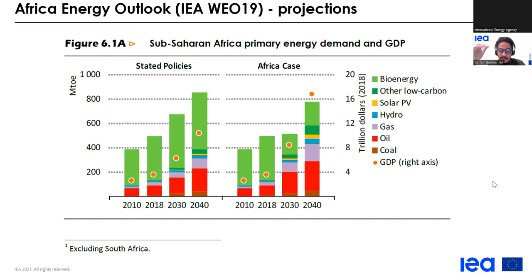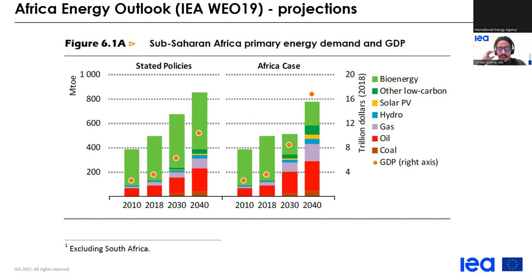First of all, the primary energy demand is growing in both cases. You can see how in the case, for example, of the stated policy scenario, we have the bioenergy part, which is increasing a lot, but in general, all the primary energy demand is increasing both in 2030 and in 2040. And we can see a trend, because they are growing, going from more or less 500 Mtoe to less than 900 Mtoe.